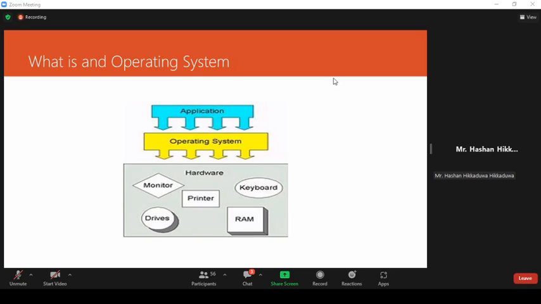Likewise, the operating system acts like this translator, right? Simply, it acts like a translator. It can take any of the requests from the application and send them to the hardware, and it also takes the requests from hardware and sends them to the applications, right?